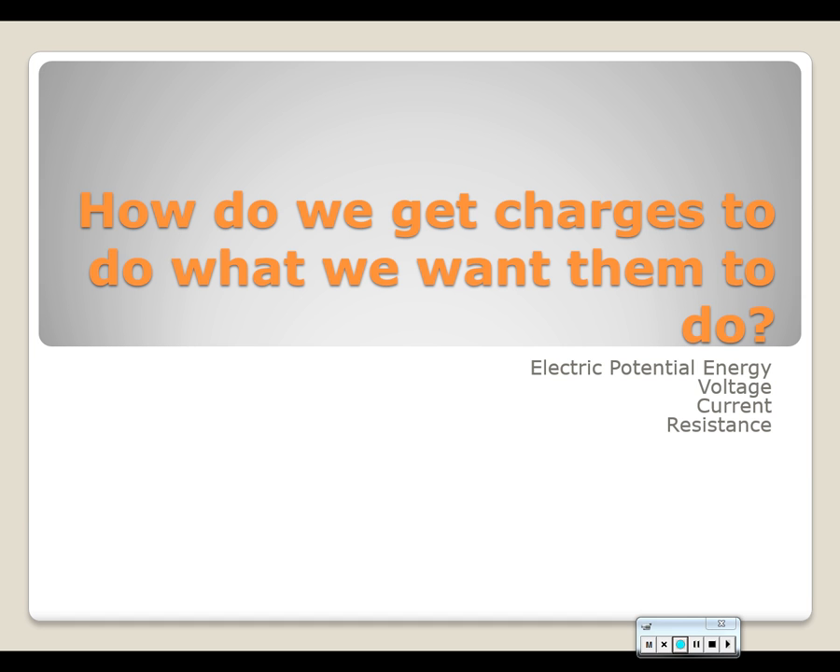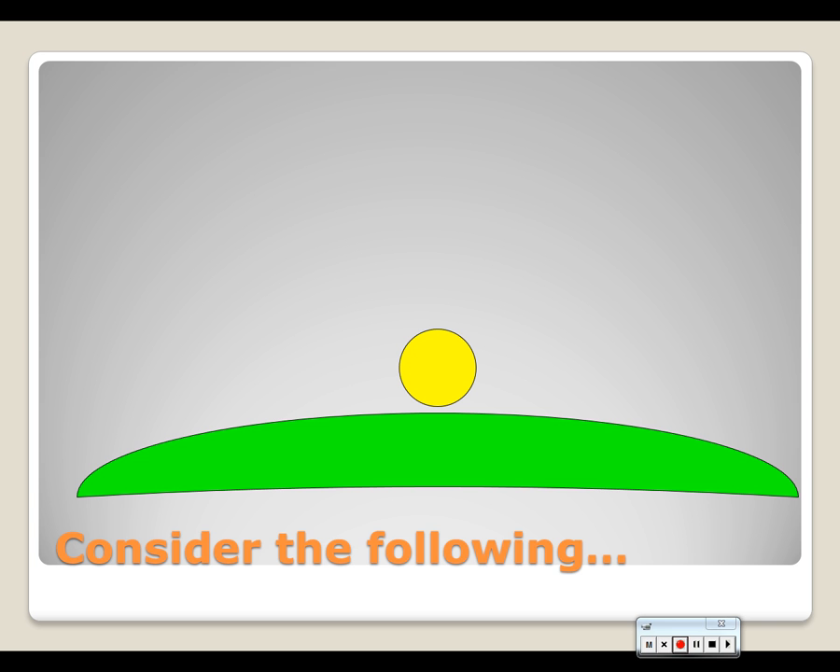All right. So for the next couple days, I want to talk about these four terms right here: electric potential energy, voltage, current, and resistance, which I think are terms that some of you are at least familiar with. You've heard them before, but you might not understand what they mean, right? So in order to help you understand what they mean, we're going to make some parallels to things that hopefully we already know. And it starts with this picture, okay?